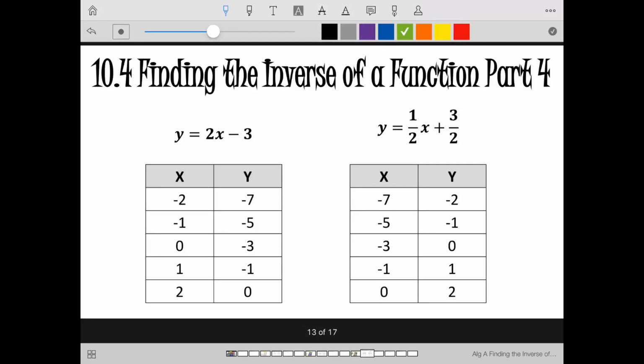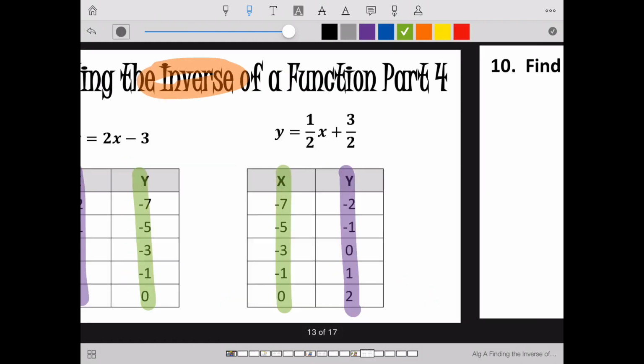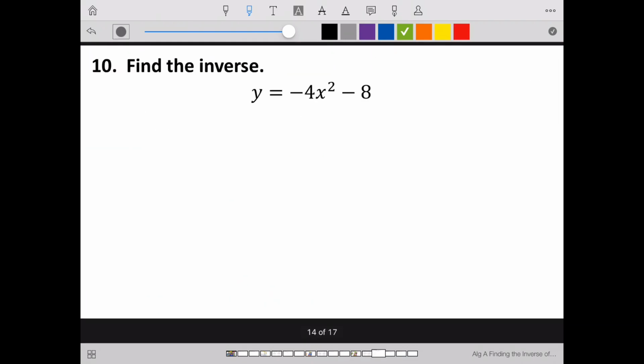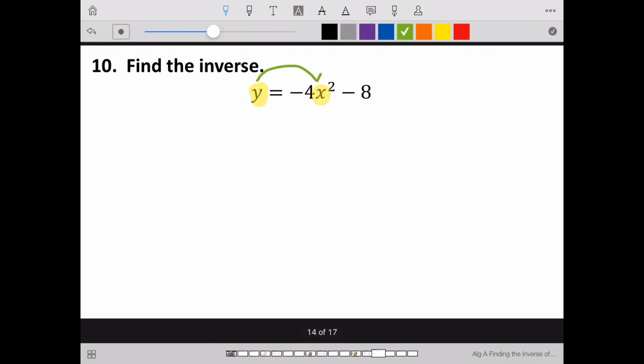Welcome to the last part of our learning about inverses. And just a reminder, right? Inverses take all of your x's and make them y's, and all of your y's and make them x's. So, like always, I'm finding my x, I'm finding my y, and I'm going to switch their spots.